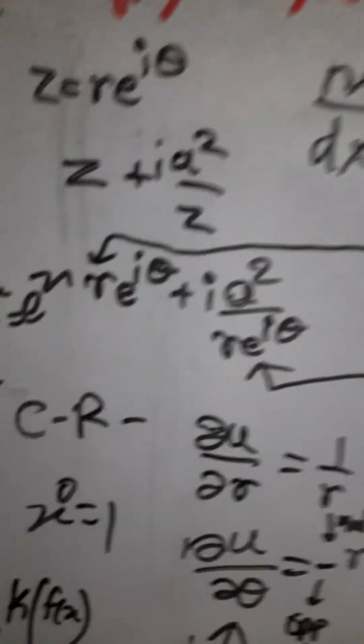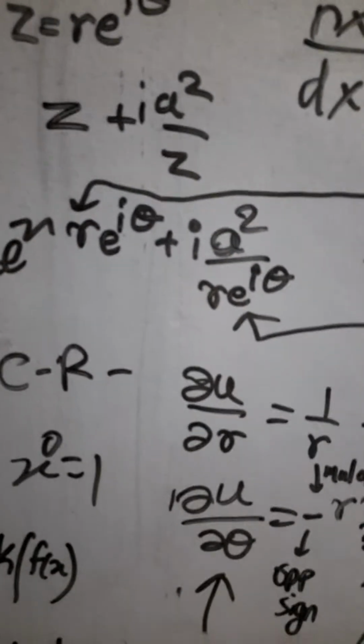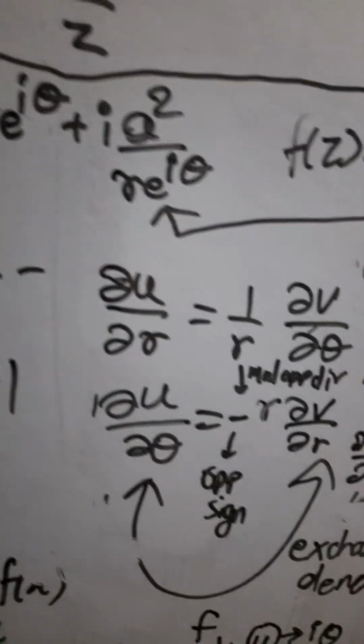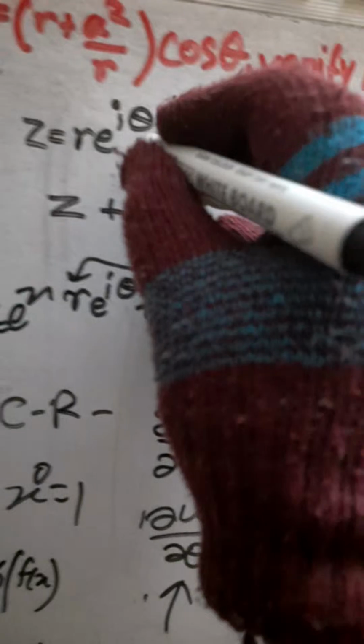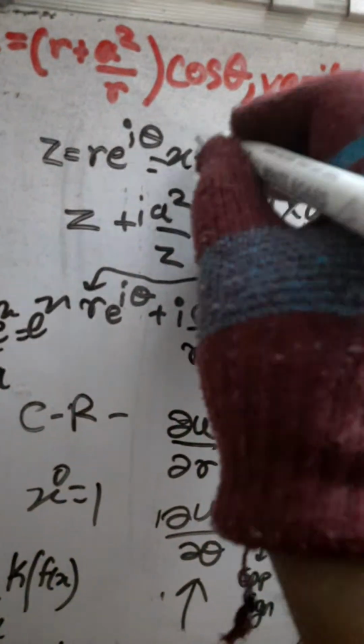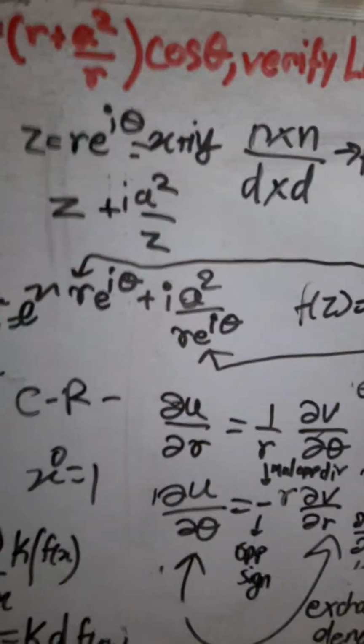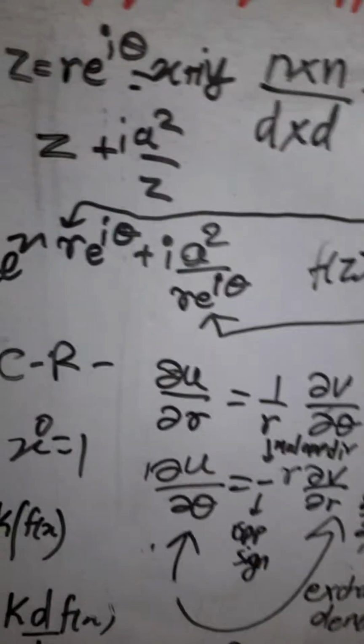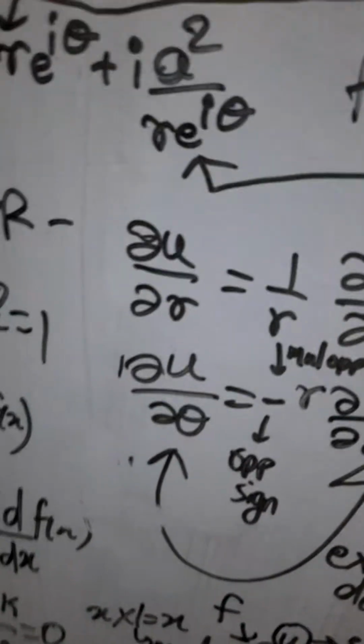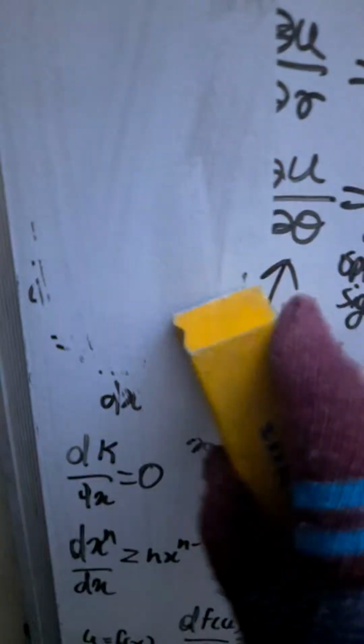So z equals r e raised to i theta in polar form, and z equals x plus iy in Cartesian form. These both are equal. Okay, x plus iy: real part, imaginary part, magnitude and direction. Simple, right? So now let me erase this. Some part is erased right now.